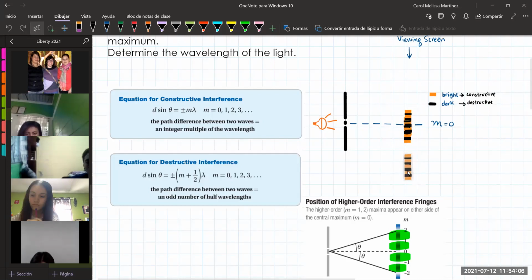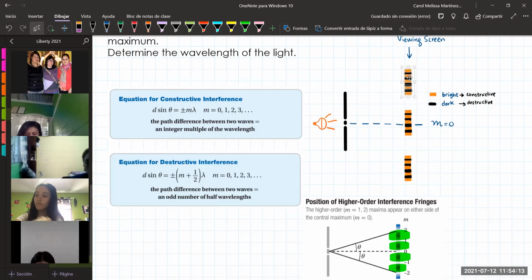Okay, so remember that this pattern shows itself more or less like this. Okay, this pattern repeats and repeats over and over until you see nothing. Okay, until the dark fringe is so big that you don't see more bright fringes anymore.